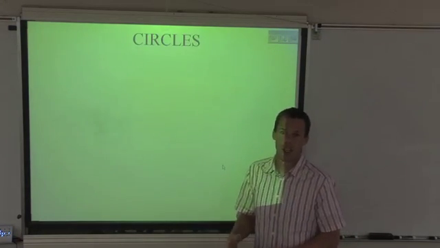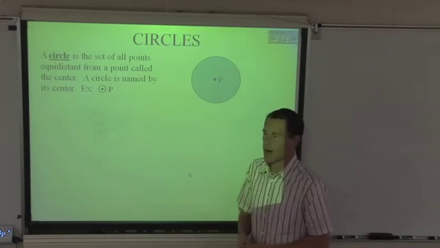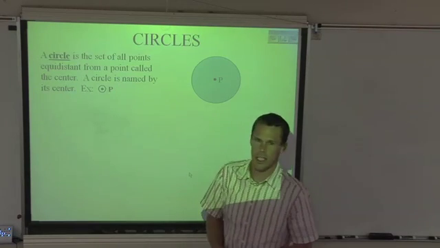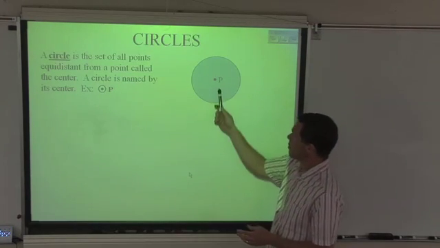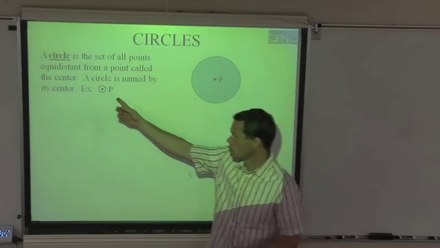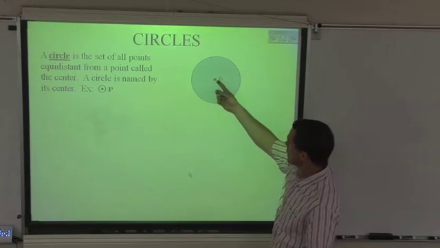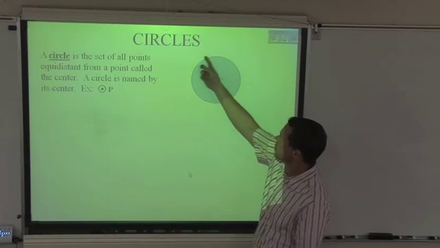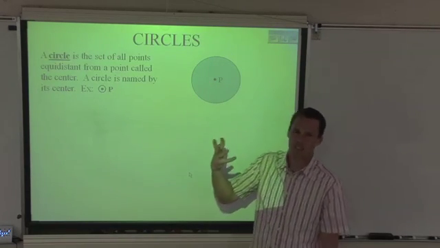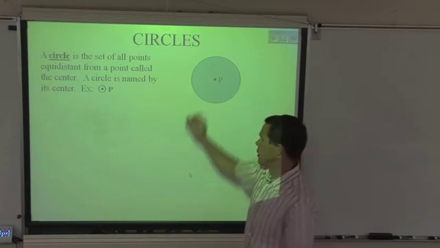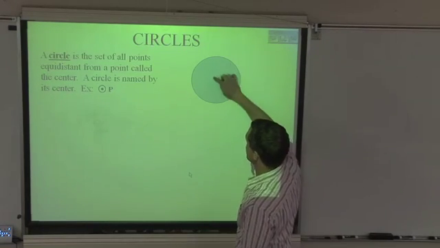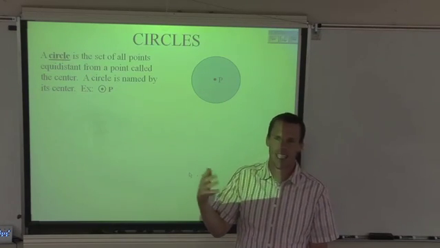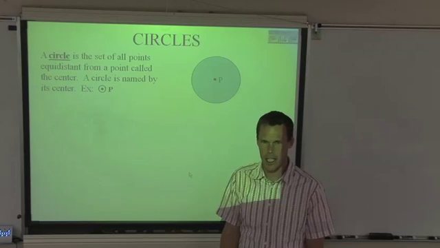So, let's first start off by defining a circle. By now we should understand that a circle is a set of all points equidistant from a point called the center. A circle is named by its center, for example, circle P. If there was a distance of, say, 5 inches, then this represents all points that are 5 inches away from the center. We drag out 5 inches, 5 inches, 5 inches. They are all the points that are exactly the same distance away from the center.